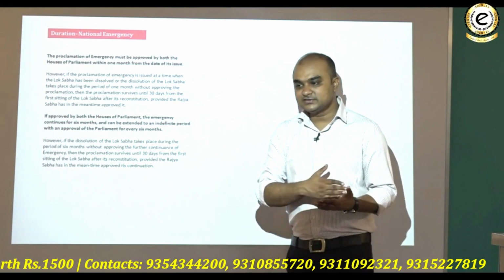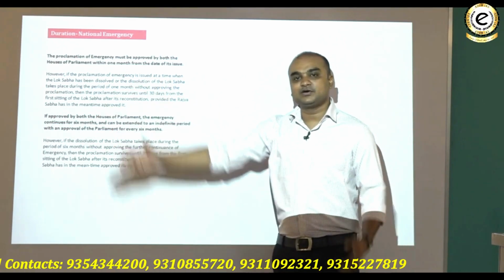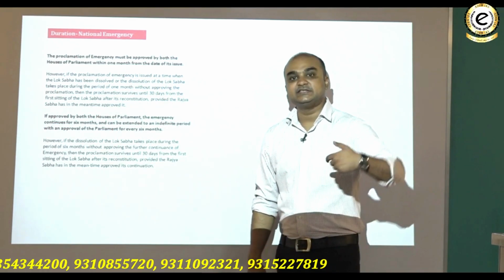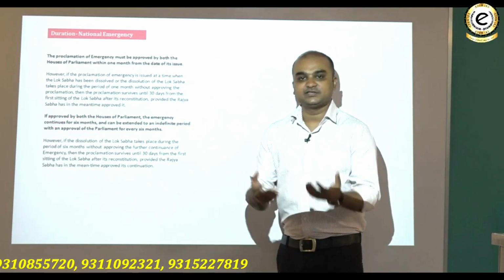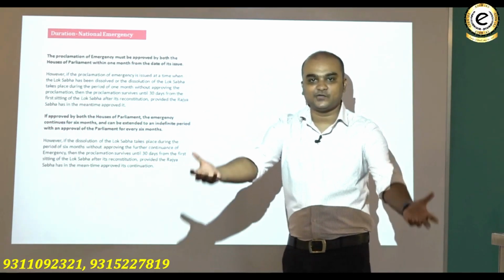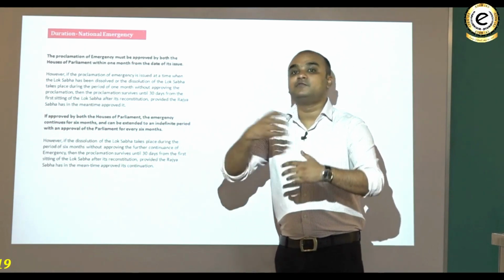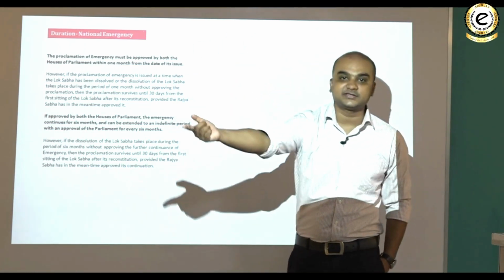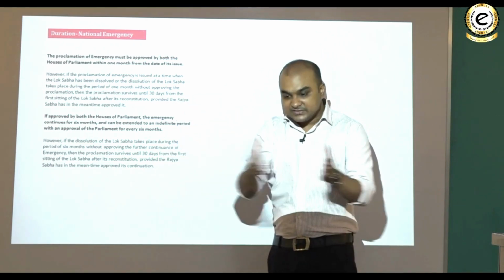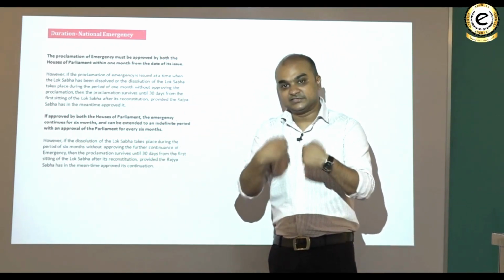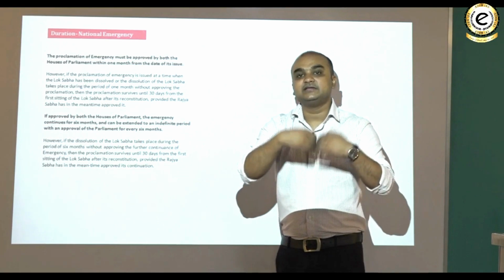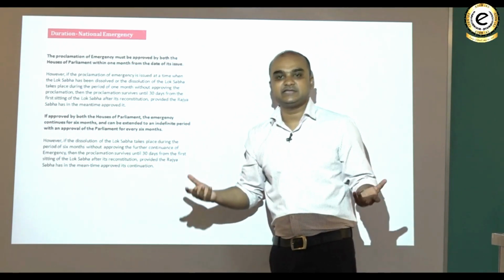It means what is the total time or the maximum time period for the national emergency? It is indefinite. Every time it is approved, it gets a fresh life of 6 months. But again, within those 6 months, it needs to be approved again for its continuance for another 6 months. But again, within that 6 months, if the Lok Sabha gets dissolved or on the date when it is approved, then what happens? Again, the same situation.